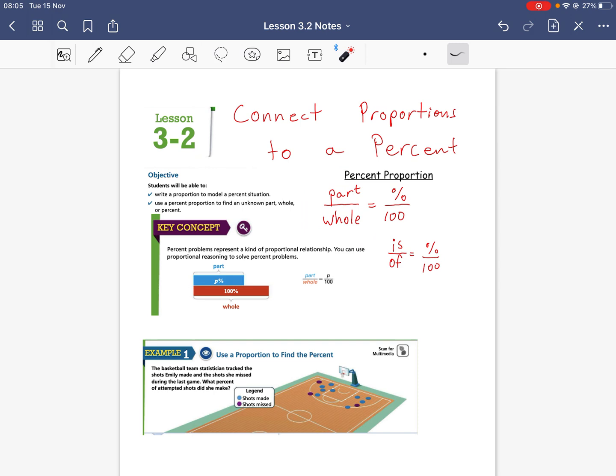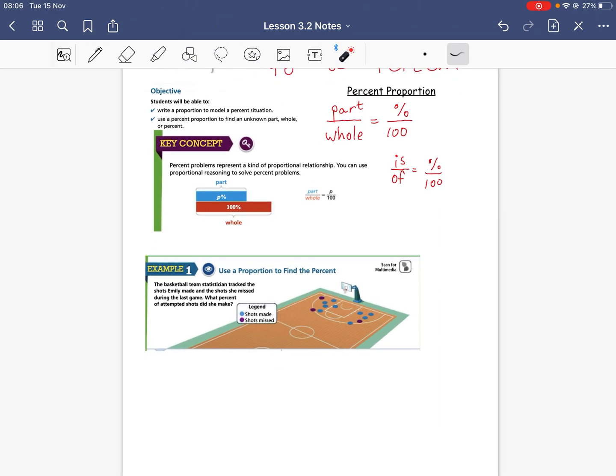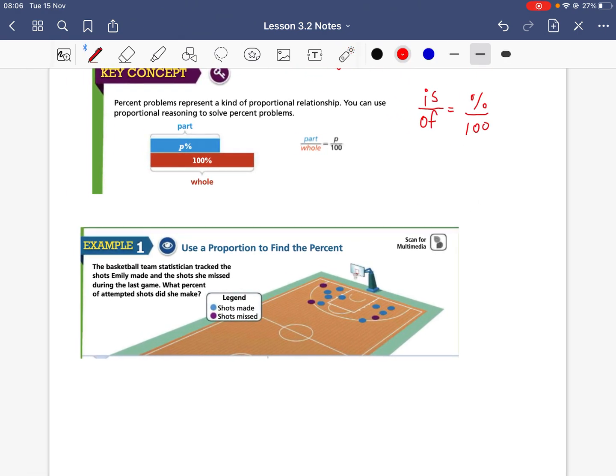Okay, so here's a nice visual representation: the whole is always 100% and the part is the percent that we don't know, okay? So that is going to be part of this whole. Okay, so let's go ahead and look at example 1. In example 1, the basketball team statistician tracked the shots Emily made and the shots she missed during the last game. What percent of attempted shots did she make? So we are trying to find what the percent is. We don't know what this percent is. So that's the unknown value.